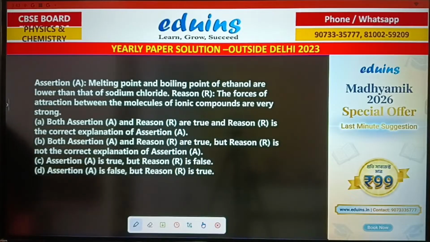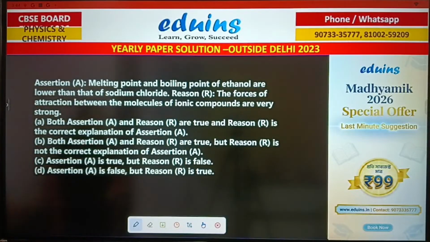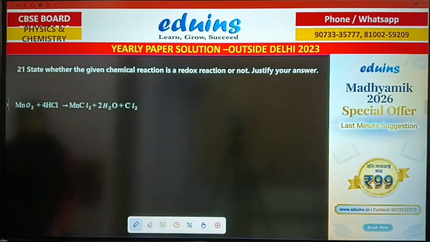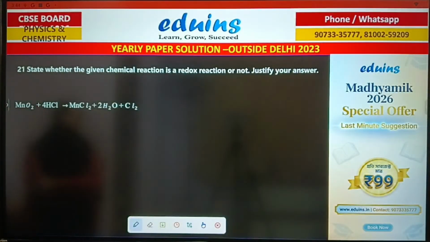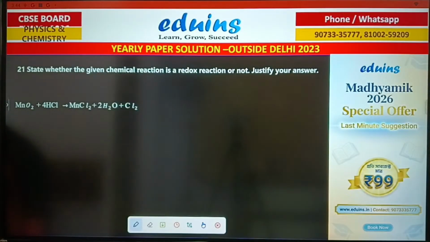Now, state whether the given chemical reaction is a redox reaction or not. Justify your answer. So what is a redox reaction? A reaction that has both reduction and oxidation happening simultaneously. So now what will be the answer? Anyone?